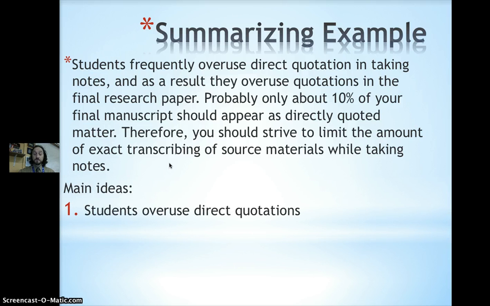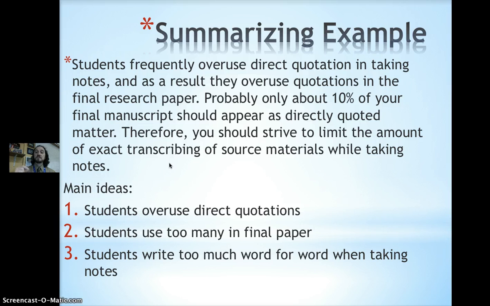The main ideas: students overuse direct quotations is one idea that's in there. Another one is that students use too many of these in a final paper. And finally, students write too much word for word when taking notes. So when they take notes off of a piece of information, they write a lot word for word, or they might even copy and paste a lot of information from the text into their notes. And thus, they're kind of focusing directly on word for word from the text. All right, so those are the three ideas.